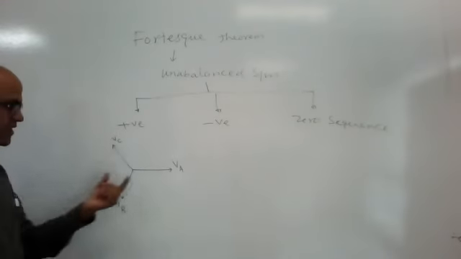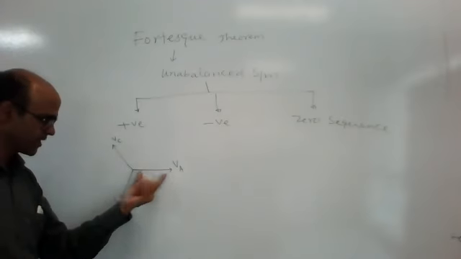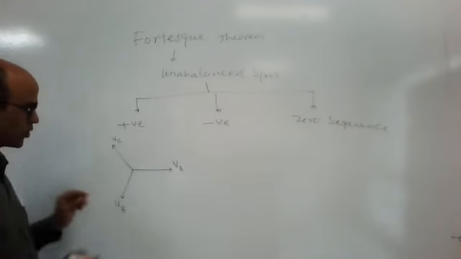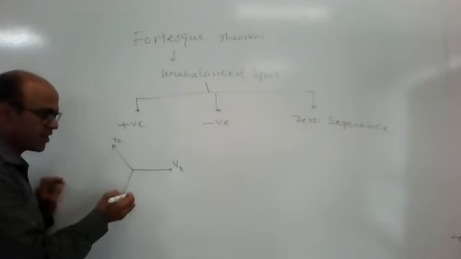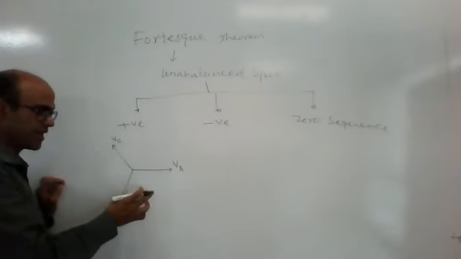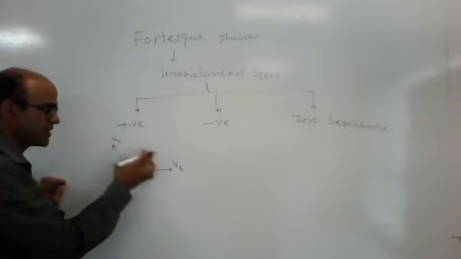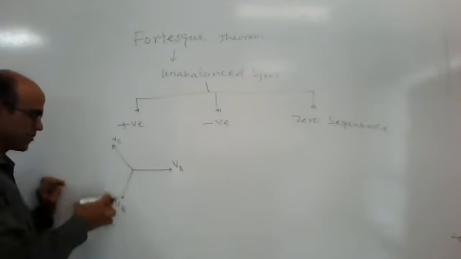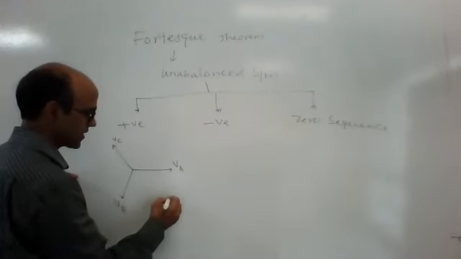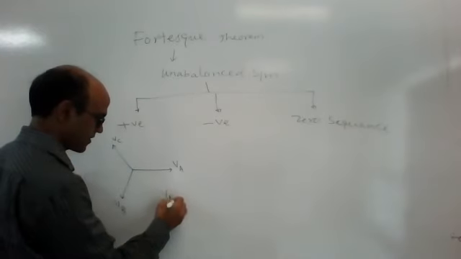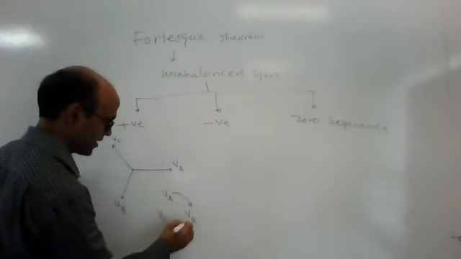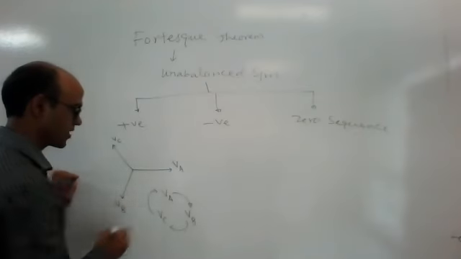And these three phasors have the same magnitude and are 120 degrees apart from each other. It means phase A and B have an angle of 120 degrees, phase A and C have an angle of 120 degrees, and B and C have a phase angle of 120 degrees. And their sequence is like that: VA, then VB, then VC.